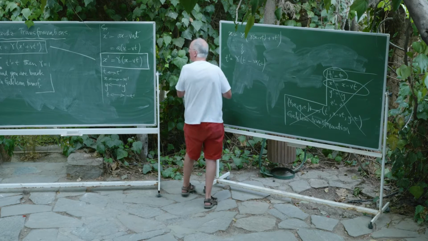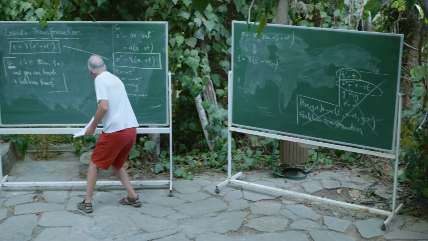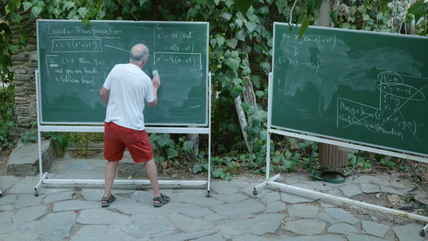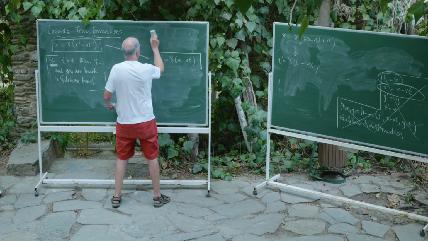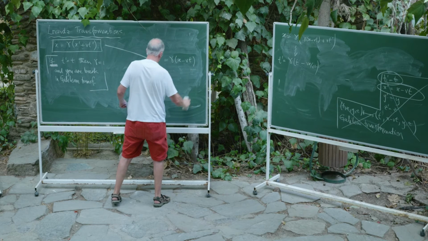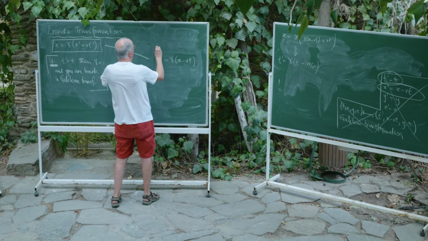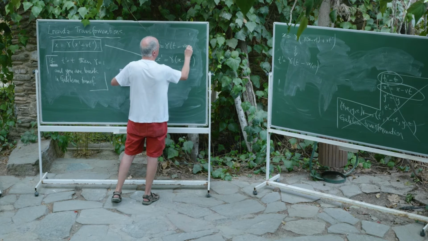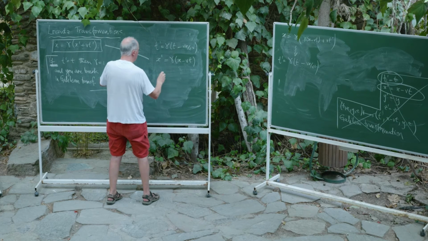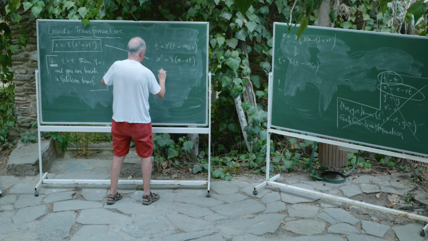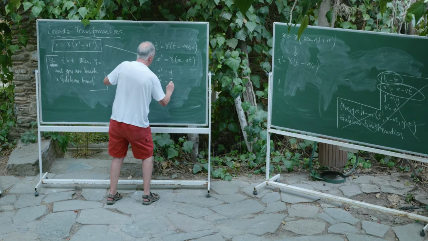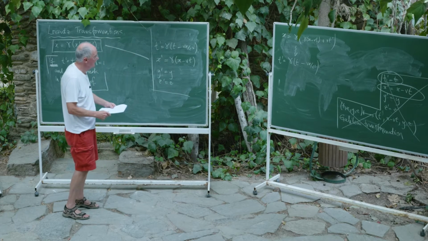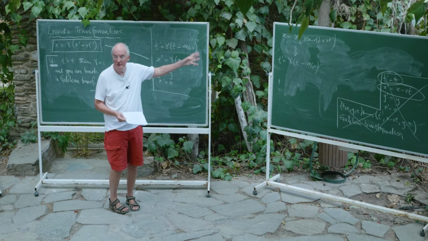So you've got, where shall I write them? I'll write them all here. So you end up with the following four equations. T dashed equals gamma t minus vx over c squared. X dashed equals that. Y dashed equals y. And z dashed equals z. And that's the Lorentz transformation for the standard configuration.